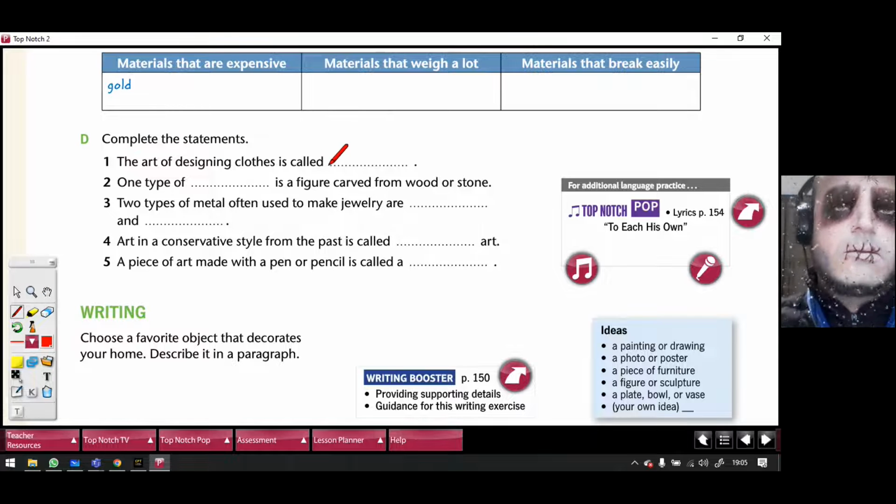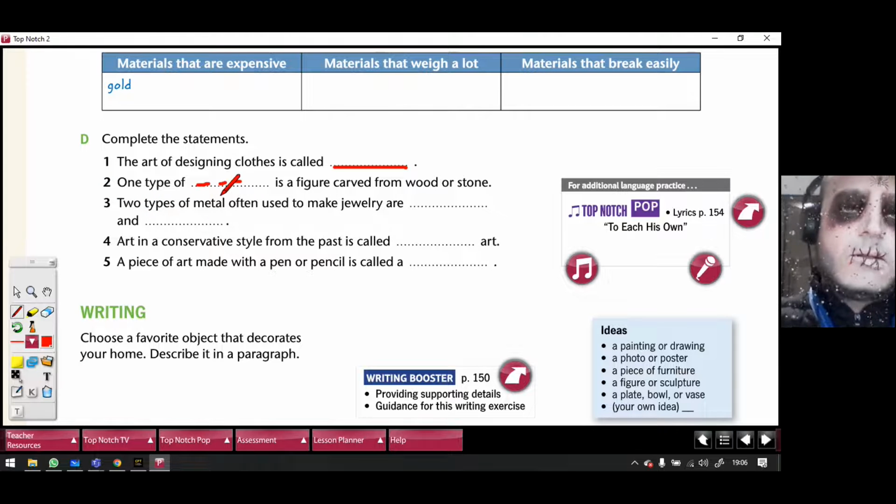The art of designing clothes is called... A type of ___ is a figure carved from wood or stone. A figure or a painting, what are they? That's a word with 3 letters. Two types of metal often used to make jewelry are ___ and ___. Don't come with wood, okay? We can't make jewelry with wood, and it's not even a metal, right?